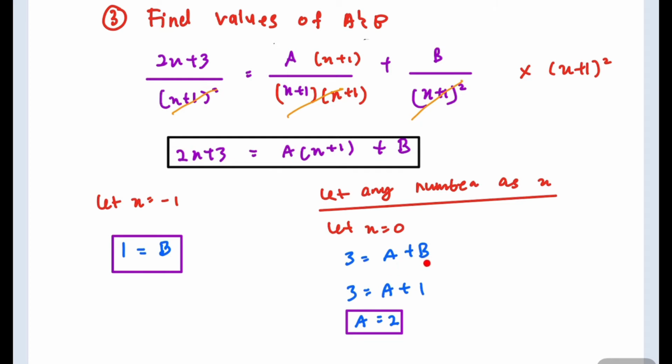So now you know the value of B. B is equal to 1, so substitute it here. Therefore, let's rearrange. Your A is 3 minus 1. Therefore, your A is equal to 2. So now we have finished doing the elimination method. So we have the value of A and also the value of B.